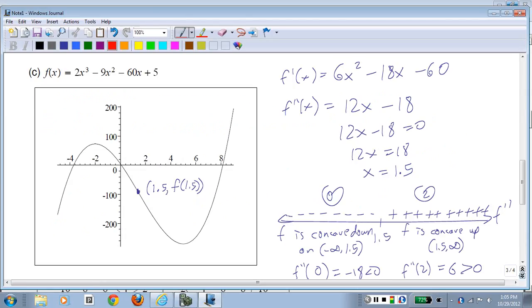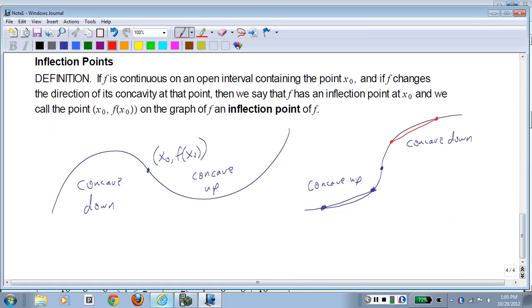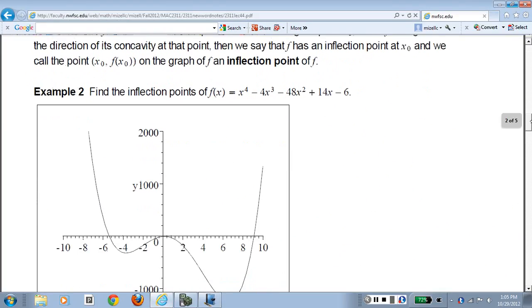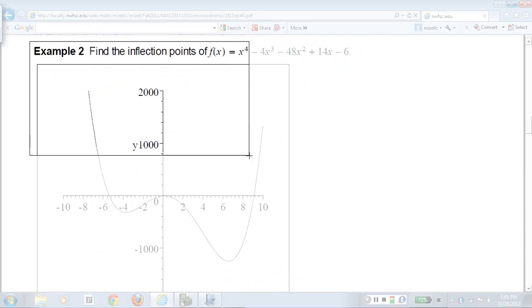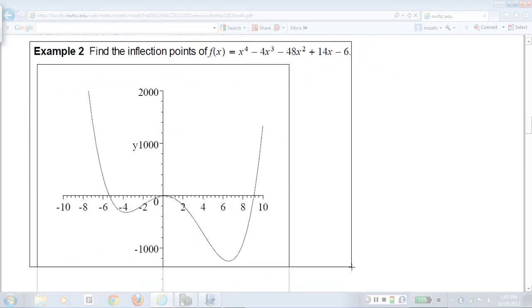Anyway, inflection point. Let's see if we can find an inflection point. Find the inflection points of... Do we want the picture there in front of us to distract us? Maybe.